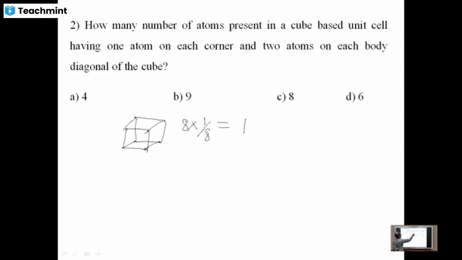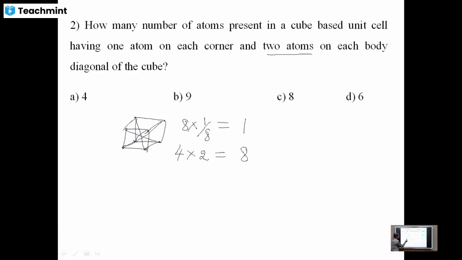Now, there are 2 atoms on each body diagonal of the cube. How many body diagonals do we have? See, body diagonal is nothing but the line joining the atom present at one face with the particle present in the opposite face along the body center. It is one body diagonal. Similarly, we have one more body diagonal from this point to this point. Okay, this is another body diagonal. Likewise, third body diagonal and fourth body diagonal. Totally, we have 4 body diagonals, each having 2 atoms. Therefore, total particles along the body diagonal is equal to 8.